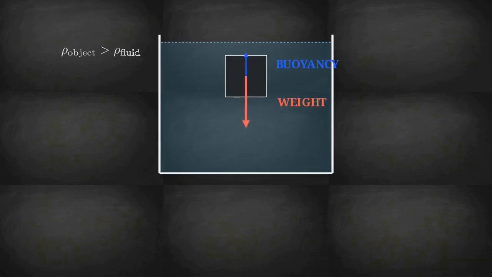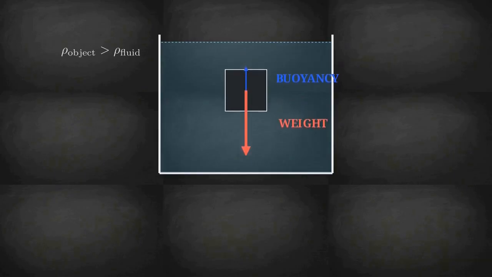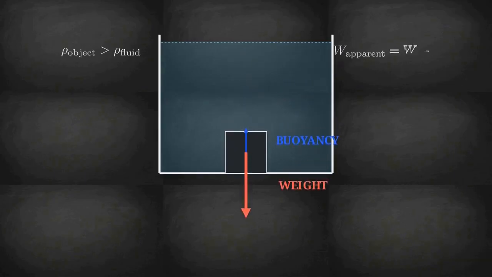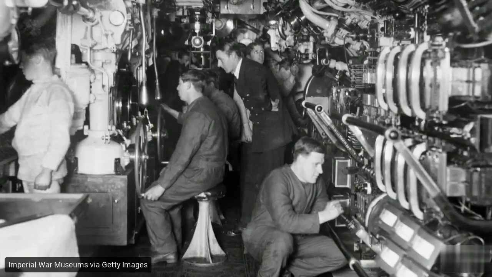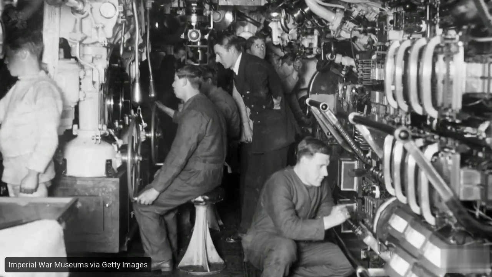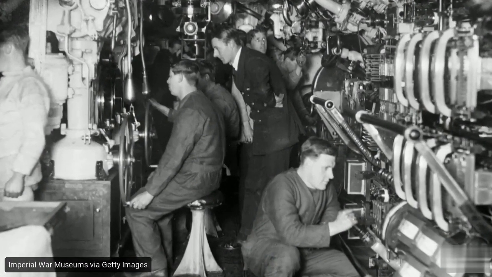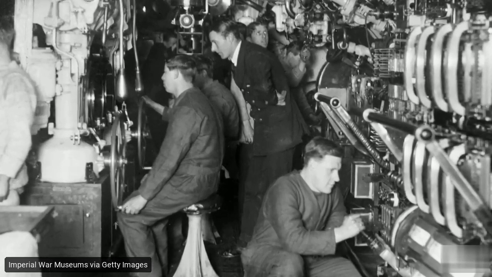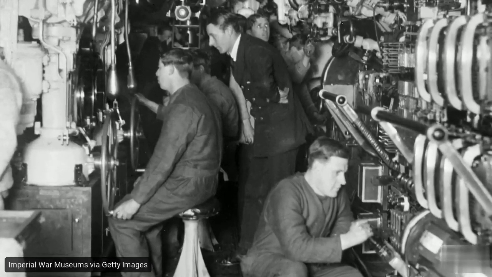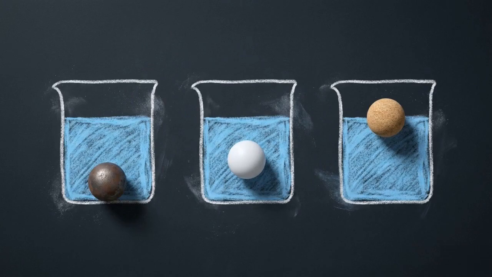Every object in a fluid is caught in a tug of war, its total weight pulling down against the buoyant force pushing up. When an object is denser than the fluid, gravity wins and it sinks, though upthrust gives it a lighter apparent weight. If the object's density matches the fluid, the forces cancel out. This allows a submarine to achieve neutral buoyancy and hang suspended at any depth. An object's fate underwater rests on the ratio of its own density to the fluid's.